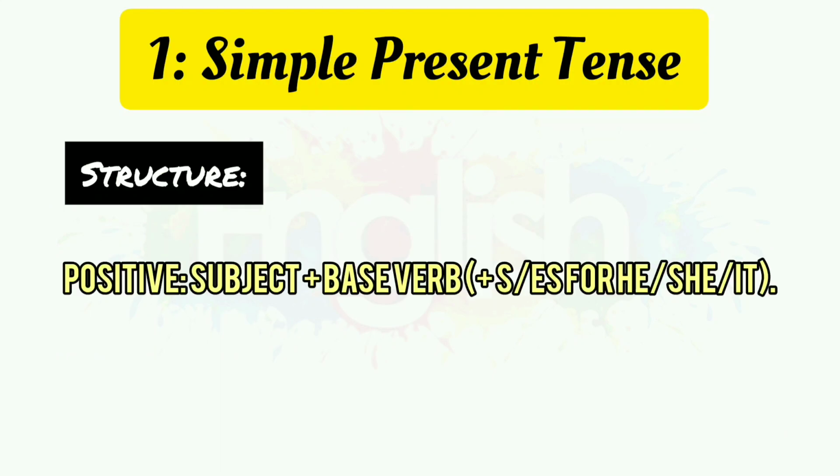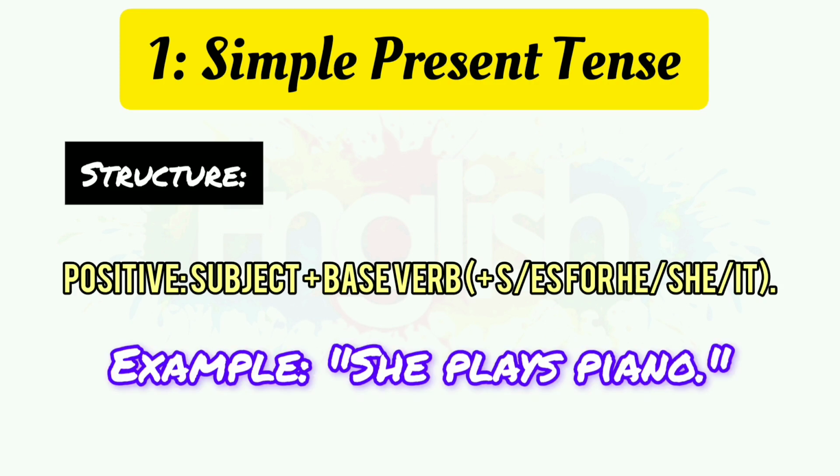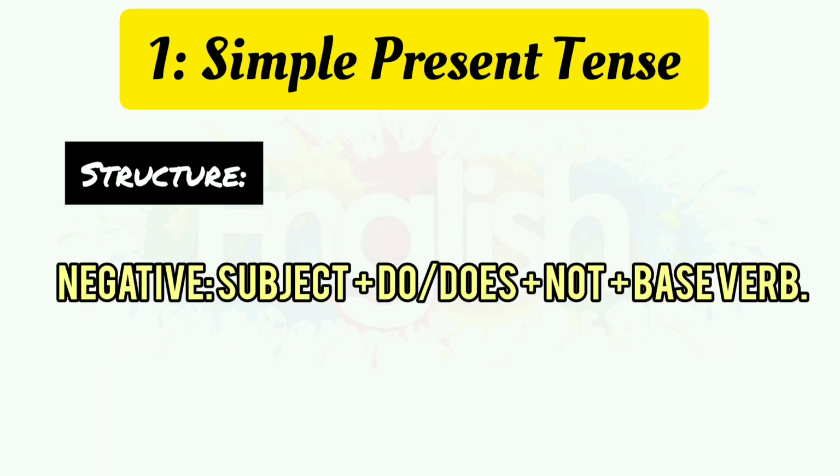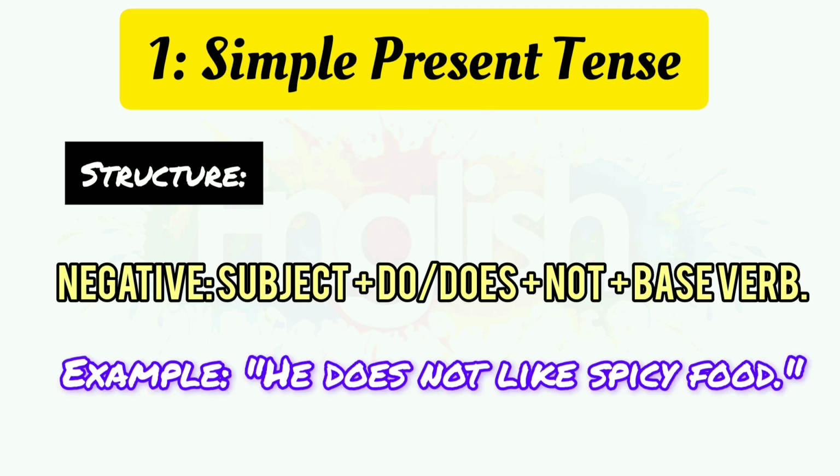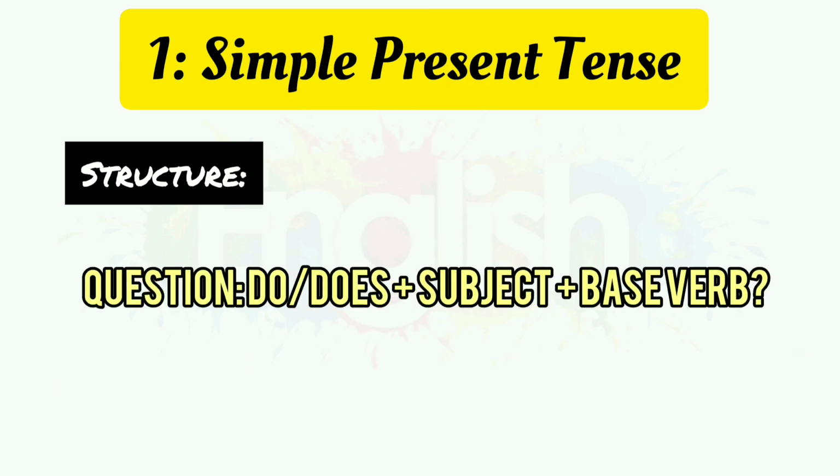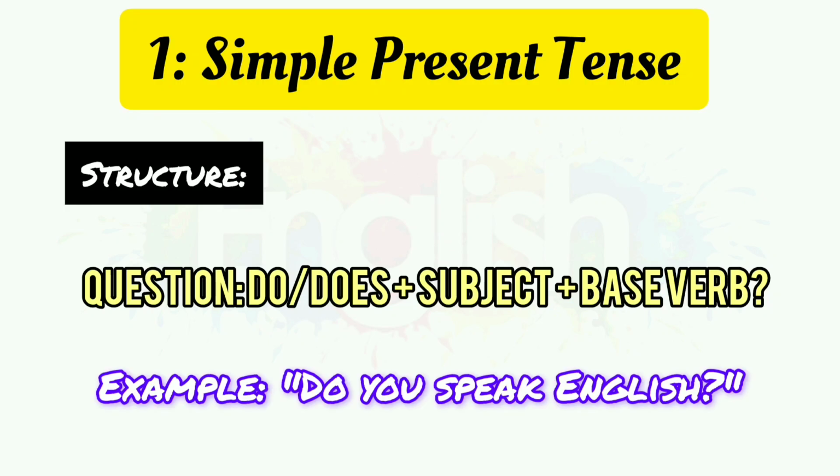Structure, positive, subject plus base verb plus s or es for he, she, or it. Example, she plays piano. Negative, subject plus do or does plus not plus base verb. Example, he does not like spicy food. Question, do or does plus subject plus base verb. Example, do you speak English?